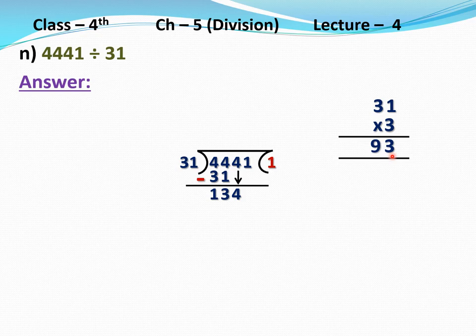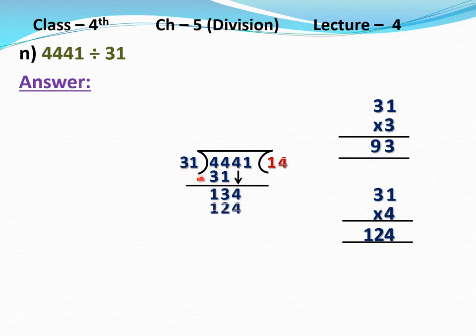Now multiply by next number. 31 multiply 4. See, 4 ones are 4. Write 4 here. 4 3s are 12. Write 12 here. 31 multiply 4 equal to 124. Clear? So we will multiply this 31 by 4. 31 multiply 4 equal to 124.